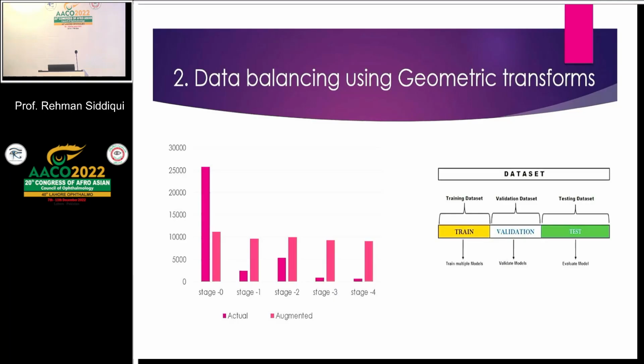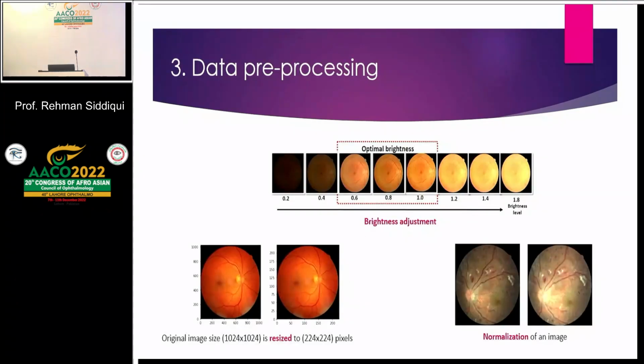We use translation, rotation, and rescaling for geometric augmentation of our data. Now, the balanced IDRiD data is split into 3 sets: training, validation, and testing. The split ratio we use is 70-20-10 for training, validation, and testing respectively. This split is also very important to prevent the model from overfitting and to assess how well the model is generalizing. So our next step is data pre-processing.